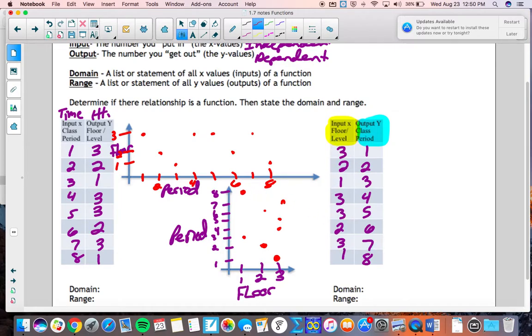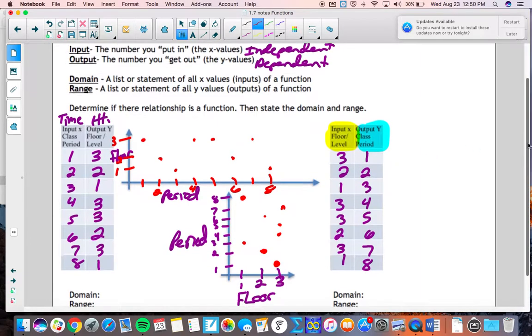Right there. It's really just taking the other graph and flipping it over, just like we flipped the x and y columns. So here, if I told you what time it was, well, yeah. Here this is really confusing. If I'm on first floor, it might be period 1 or 8. I don't know though. I'm not sure.